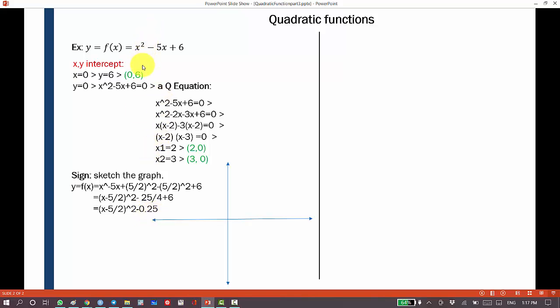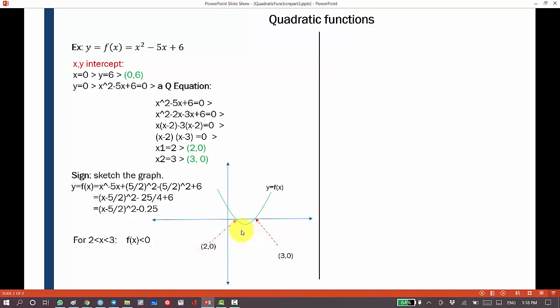Therefore, this quadratic function is generated from the parent function by a right shift of 2.5 units and a downward shift of 0.25 units. That is, the graph of this function is this parabola, which is opening upwards, with one x-intercept at (2, 0), and the other x-intercept at (3, 0).